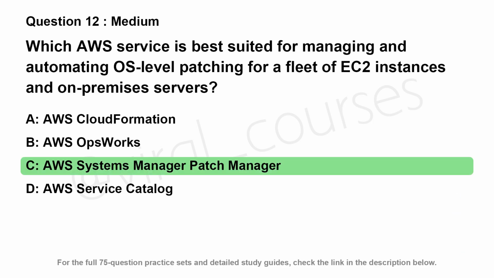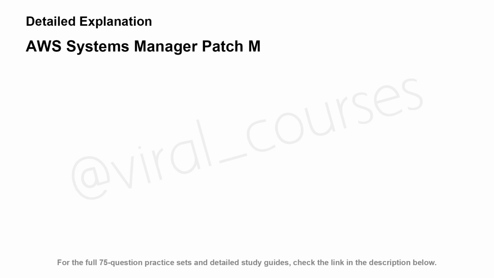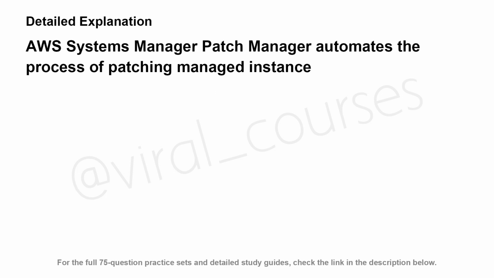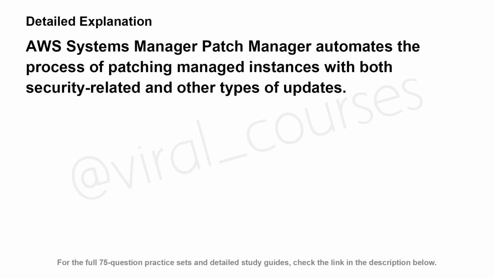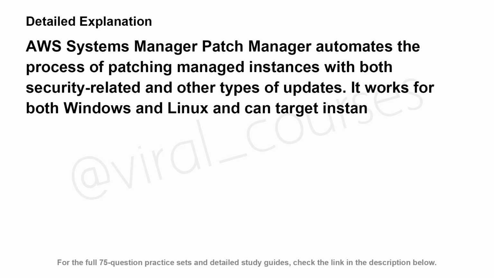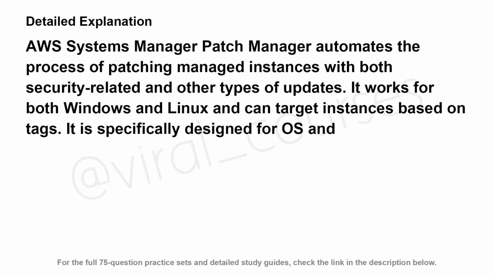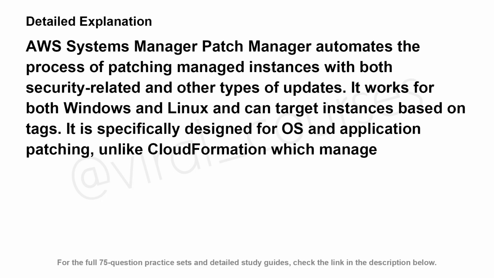The correct answer is C. AWS Systems Manager Patch Manager automates the process of patching managed instances with both security-related and other types of updates. It works for both Windows and Linux and can target instances based on tags. It is specifically designed for OS and application patching, unlike CloudFormation, which manages resource provisioning.